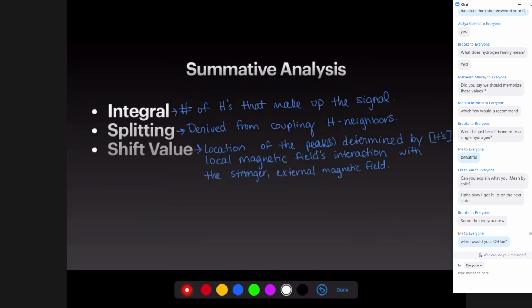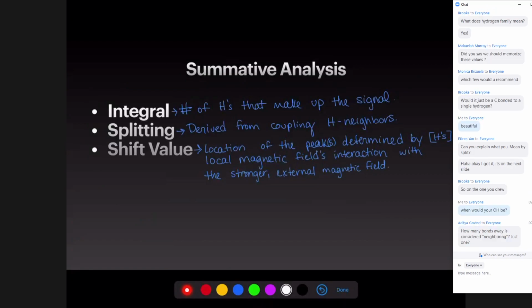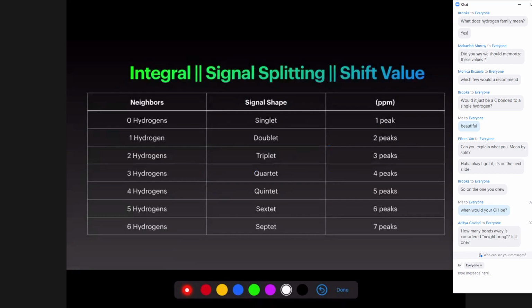If you're thinking about the shift value, that is the location of the peaks determined by the hydrogen's local magnetic field's interaction with the stronger external magnetic field. I wrote these for you as definitions in case you were lost or confused. If it's more than 3 bonds away, then it's not considered a neighbor.